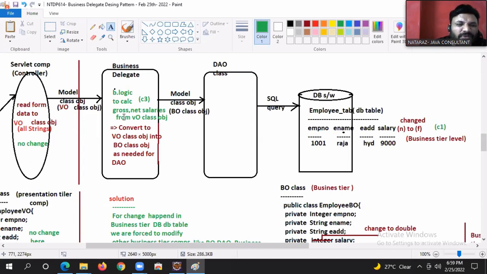Whatever you have seen so far on VO class, they are time pass use cases. They are not serious use cases.